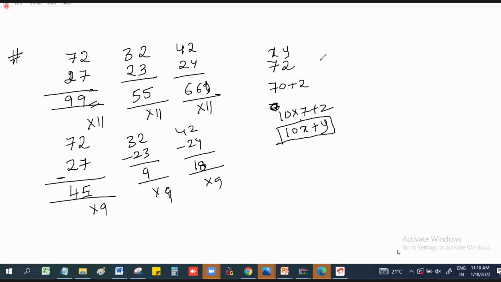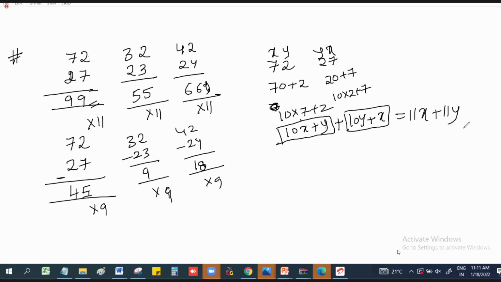What is the reverse of 72? 27, that is y and x. What is the reversed form of a two-digit number? The reversed form is 10y plus x. So the two-digit form is 10x plus y and the reversed form is 10y plus x. If you do the addition, 10x plus x is 11x, 10y plus y is 11y. If you take 11 common, it is 11 times x plus y.